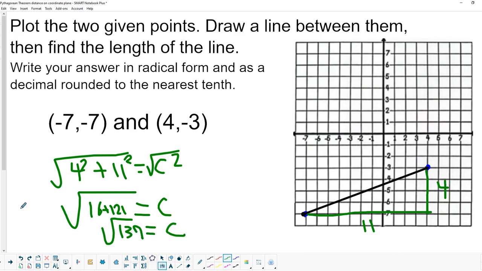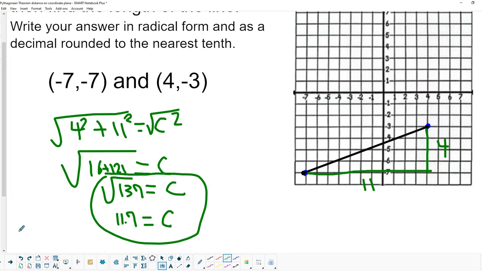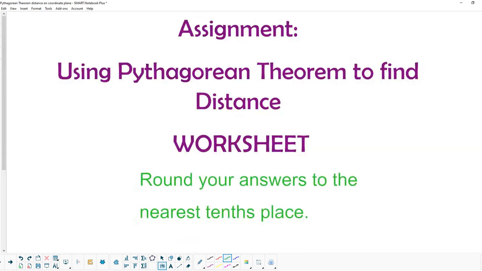and then to put it in decimal form, 137 square root comes out to be 11.7. So that's how you do these kind of problems. It should be pretty straightforward. Maybe you've seen them before, but we're going to give you a worksheet, and we want you to round your answers to the nearest tenth place. Thank you very much.